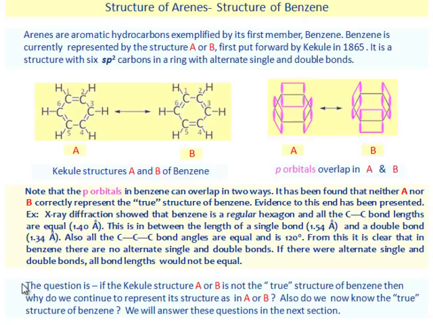The question is, if the Hückel structure A or B is not the true structure of benzene, then why do we continue to represent its structure as in A or B? Also, do we know the true structure of benzene? We will answer these questions in the next section.